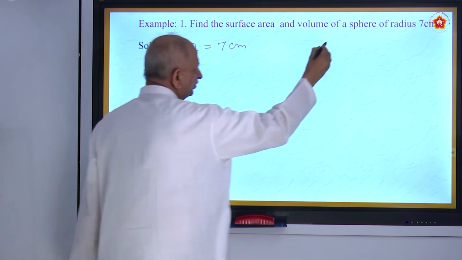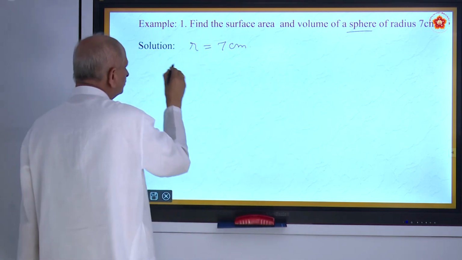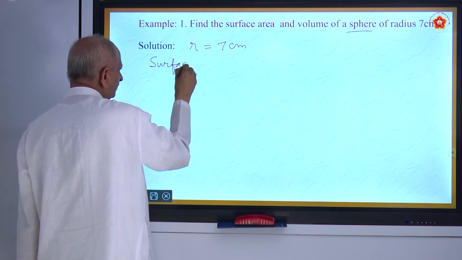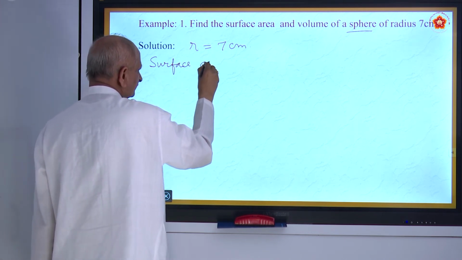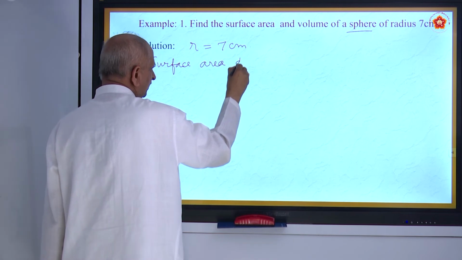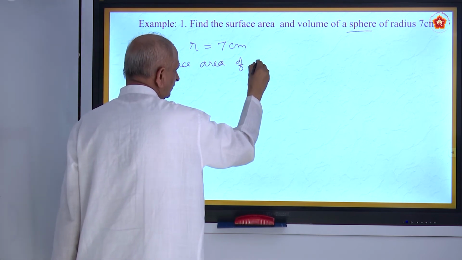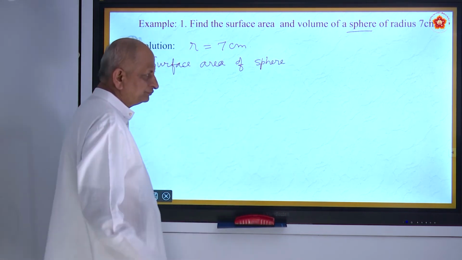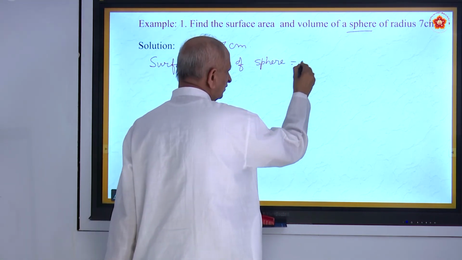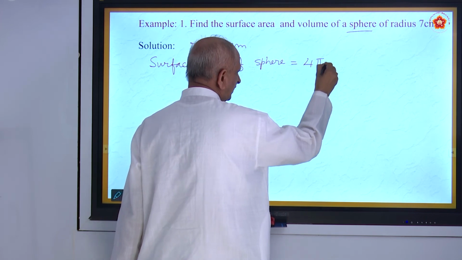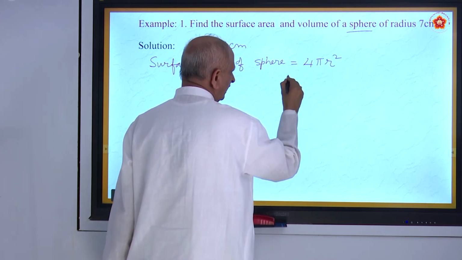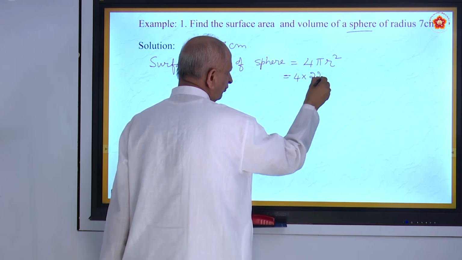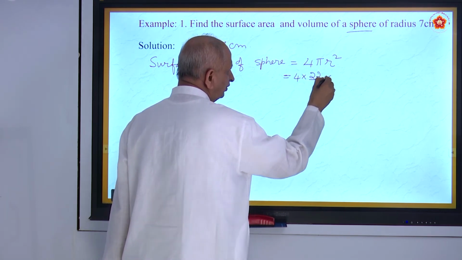So the question is about a sphere. For surface area, there is nothing called curved surface and total surface; both are the same. The surface area of a sphere, they are telling about the full sphere. The formula is 4 pi r square, that is equal to 4 into pi, 22/7, into r square.